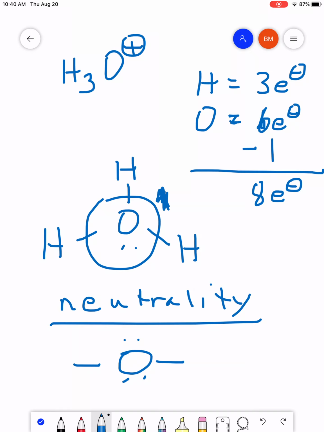And when you lose electron density, you get more positive. So that means that oxygen is going to be positive, all right? And that is the center of positive charge. That's one way to go about this.